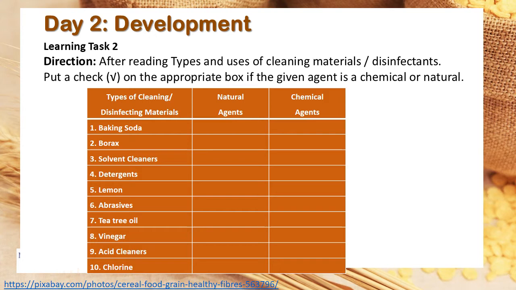Day 2, Development. Learning task number 2, Direction. After reading types and uses of cleaning materials and disinfectants, put a check on the appropriate box if the given agent is a chemical or natural.